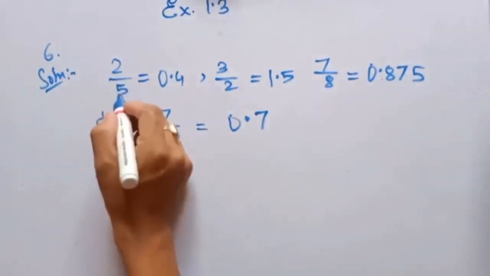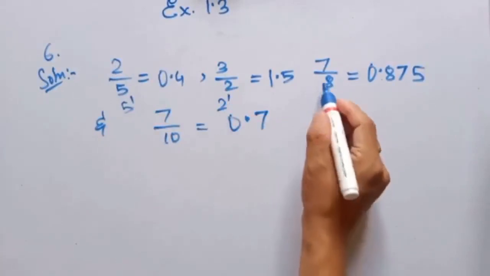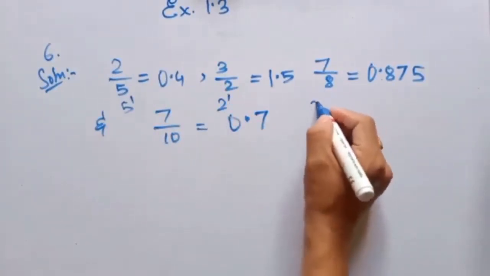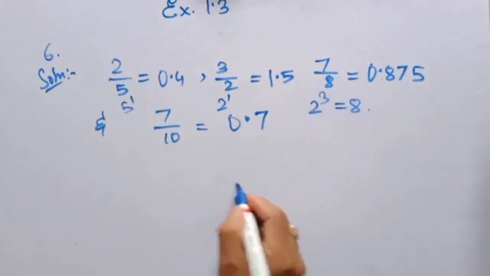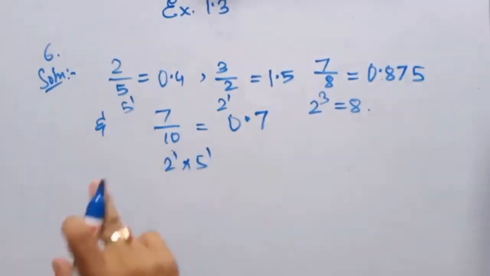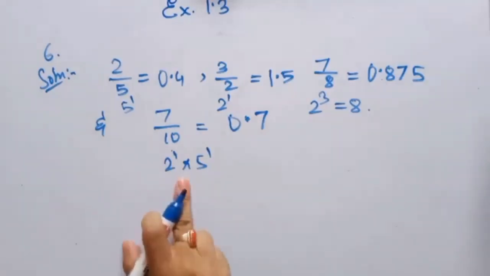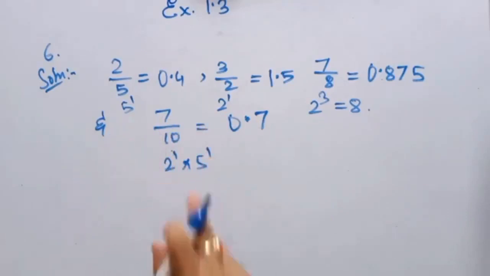The denominator 5 is in the power of 5 and denominator 2 is in the power of 2, and here also the denominator 8, after prime factorization, we will get 8 as 2 cubed, and the denominator 10 as 2 to the power 1 into 5 to the power 1. So observing all this, we can conclude that the denominators are in the form of powers of either 2 or 5 or both. So the property which satisfies the condition of the denominator q is they are all in the power of 2 or 5 or both.